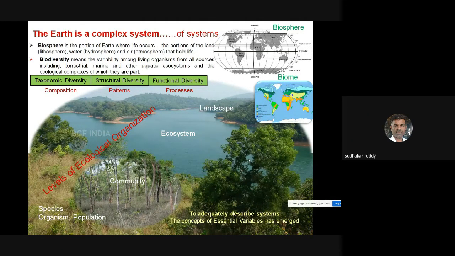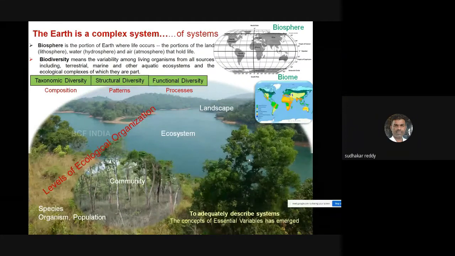Again, further, you have ecosystems in the middle level. It is a mosaic of various communities, both plant as well as animal. And again, further towards the bottom level, we have the species, populations, and organisms. So the hierarchy concept of ecological organization suggests that we need to address compositional diversity, structural diversity, and functional diversity at each of these levels. To adequately describe this kind of system, we need to have biodiversity metrics.